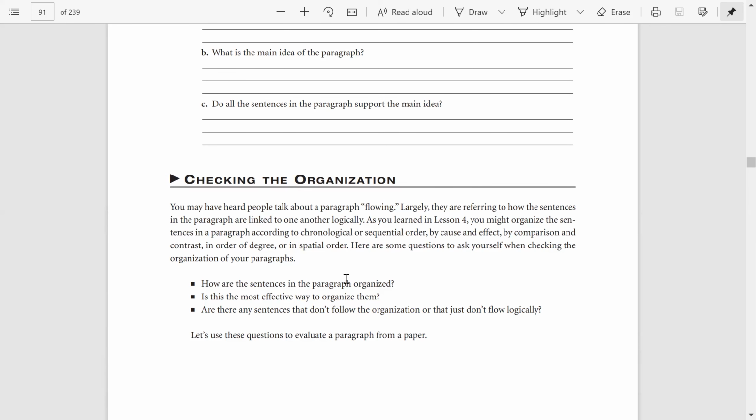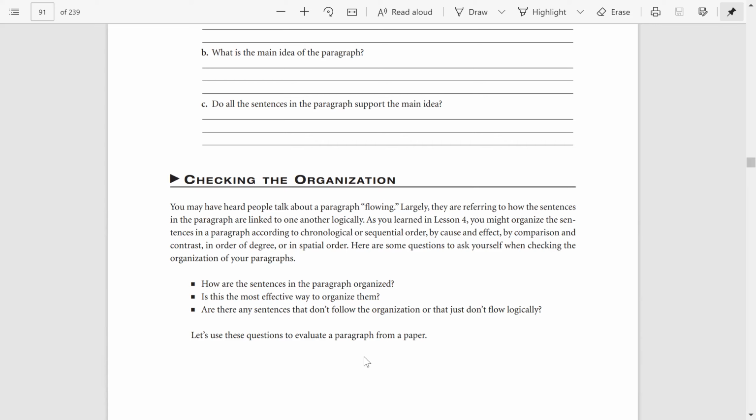How are the sentences in the paragraph organized? Is this the most effective way to organize them? Are there any sentences that don't follow the organization or that just don't follow logically? You should ask these questions yourself if you want to check the organization of your paragraph.